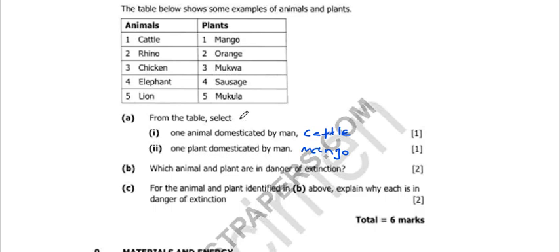Which animal and plant are in danger of extinction? Is cattle in danger of extinction? Well, no, there's plenty of cattle around the world. Is lion in danger of extinction? I doubt it. Elephant? Maybe. Chicken? We have a lot of chickens. But rhinos? Rhinos are actually in great danger of extinction, and they're being safeguarded by the world so that we do not run out of rhinos. So for animals, we've got rhino.